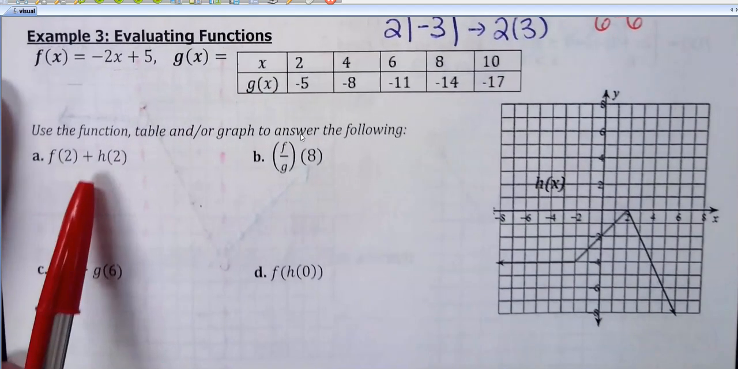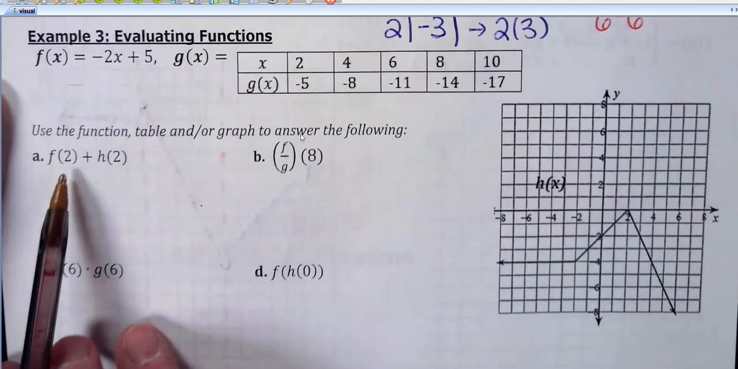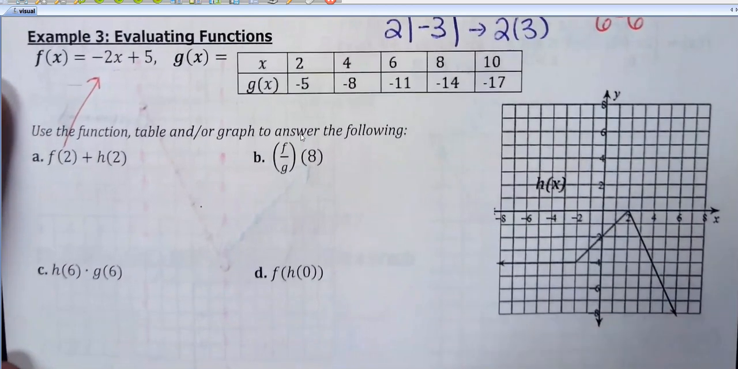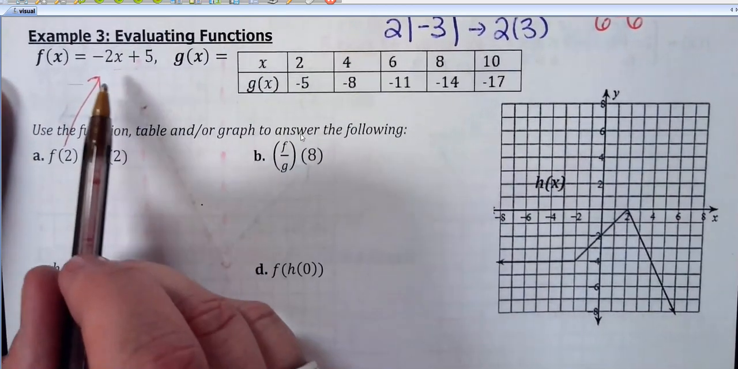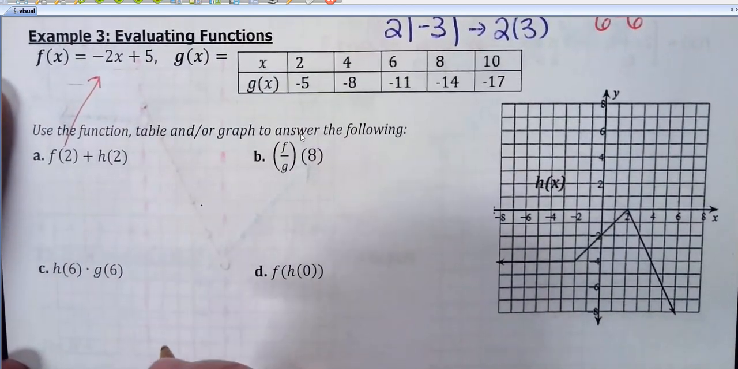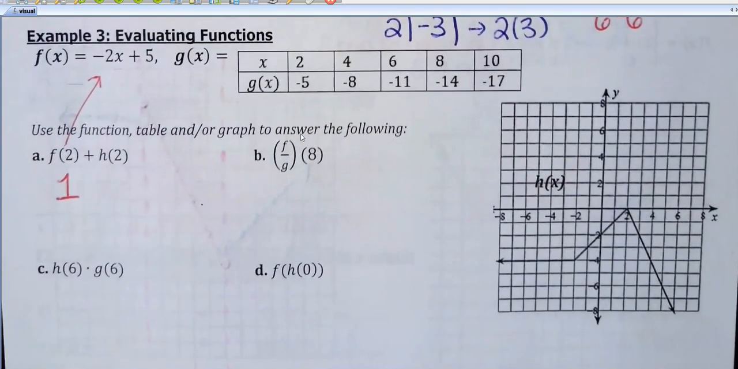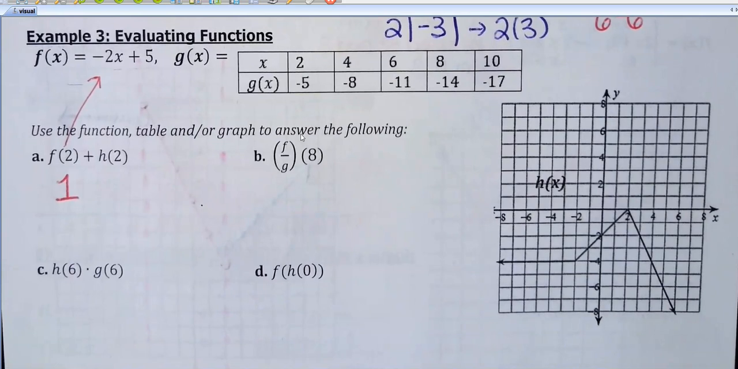So I'm just going to answer the question. Like f of 2, you're just going to plug 2 into the actual function rule, figure out what that is, right? So if I do 2 times negative 2, that would be negative 4 plus 5, so this will just be 1. And then h of x is the graph.